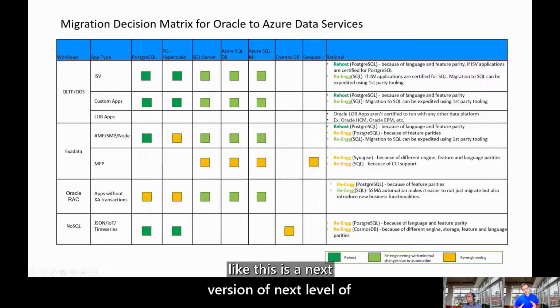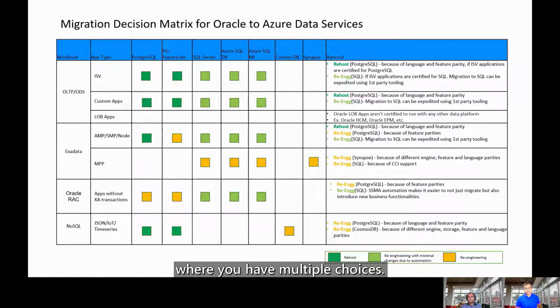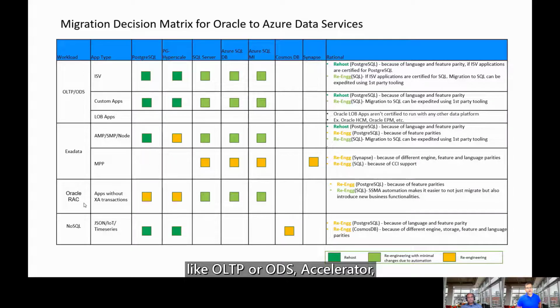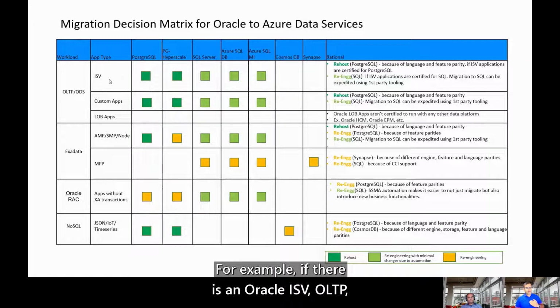If I go to next steps, this is a next level of details to the previous slide that I just talked about, where you have multiple choices. In this, we have taken Oracle as an example. For Oracle, different types of workloads, as many of you might know, like OLTP or ODS, Exadata, Oracle RAC, and NoSQL type of workload. And then based on their app category, what are the low-hanging fruits and why? So there's a rationale.